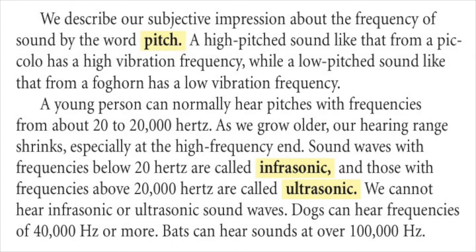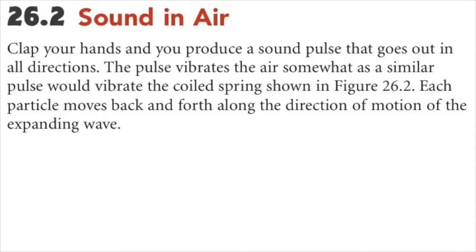A young person can normally hear pitches with frequencies from about 20 to 20,000 hertz. As we grow older, our hearing range shrinks, especially at the high frequency end. Sound waves with frequencies below 20 hertz are called infrasonic, and those with frequencies above 20,000 hertz are called ultrasonic. We cannot hear infrasonic or ultrasonic sound waves. Dogs can hear frequencies of 40,000 hertz or more. Bats can hear sounds at over 100,000 hertz.